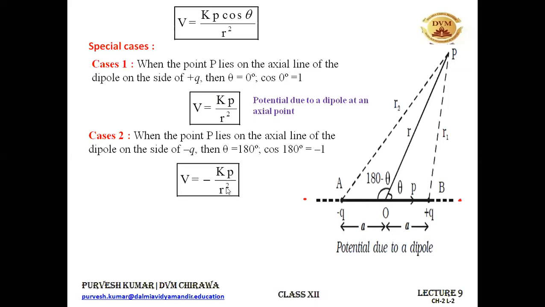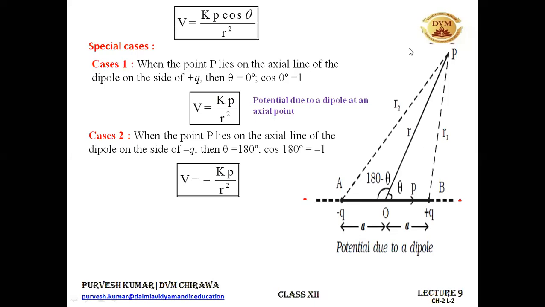It is minus Kp upon r square. And it is also the expression for the electric potential due to a dipole at an axial point. But this time the point is lying towards the charge, which is having negative magnitude. All right. What if the point is lying at the perpendicular bisector?